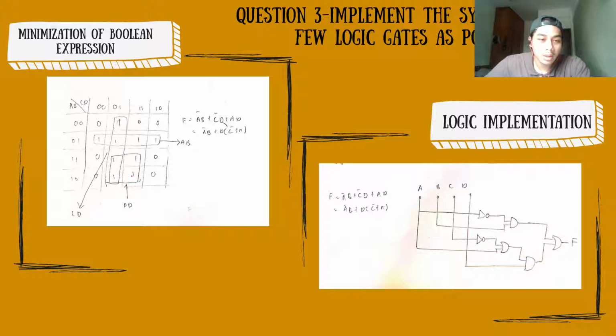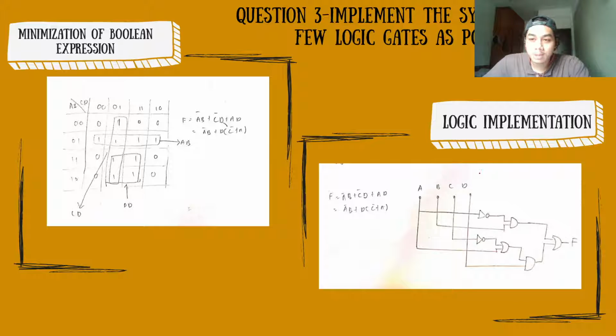And AD I get because A is not changing, it is 1 to here, and B is changing 1 to 0. So we do not have to take the B value. And for CD 0 to 1, C is changing but D is not changing. So that's how we get AD.